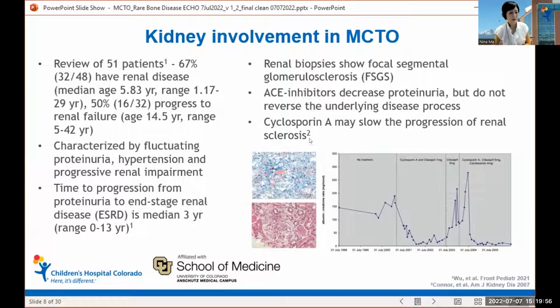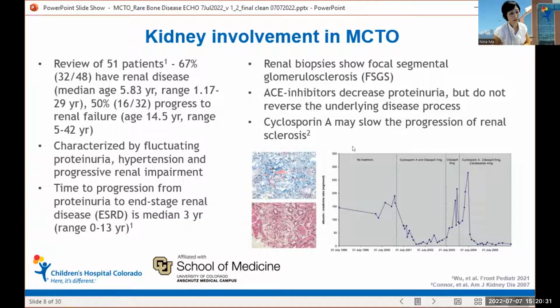Interestingly, there was a patient reported in the literature that was treated with cyclosporin A, and this treatment was shown to reduce pretty significantly the urine albumin to creatinine concentration while on treatment. And interestingly, the patient underwent a follow-up renal biopsy after about 30 months of treatment, and they noted that there was not significant progression of the renal sclerosis. And so they considered that the cyclosporin A may have slowed the progression of the renal sclerosis.